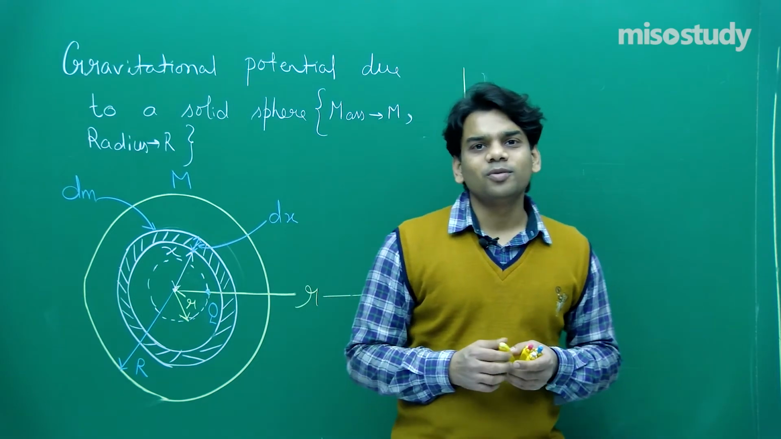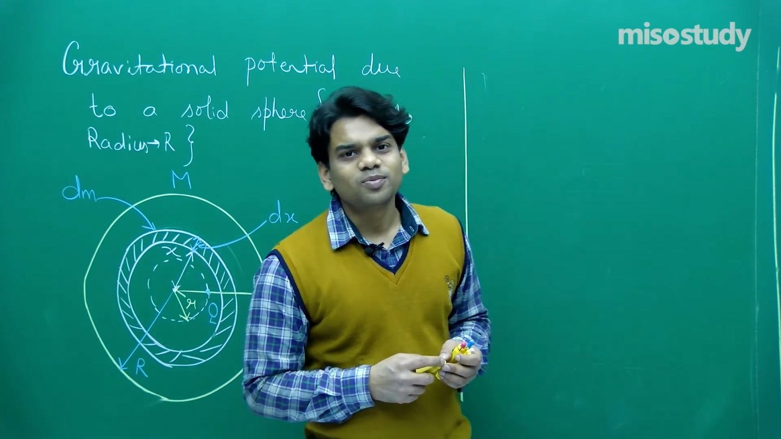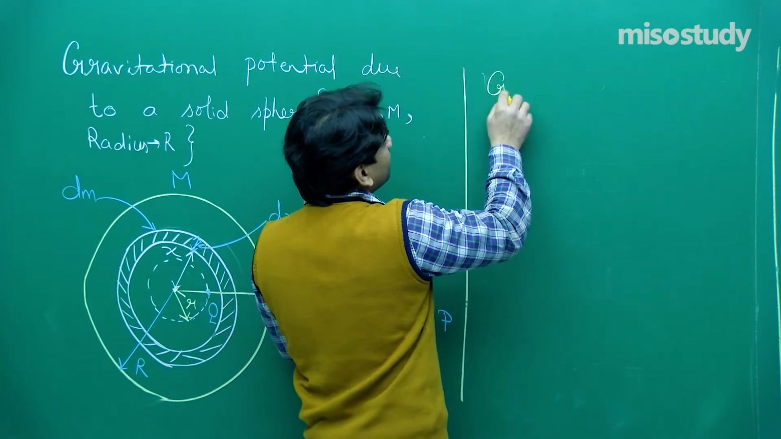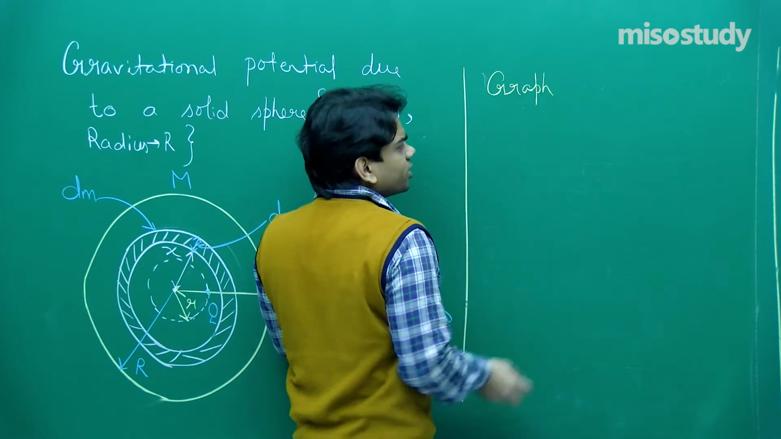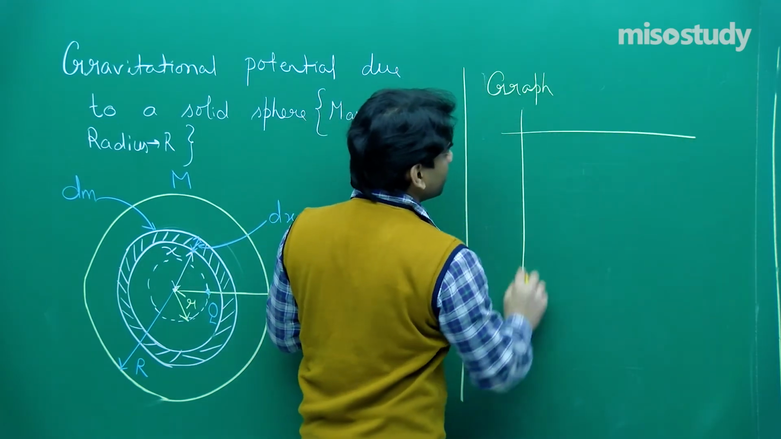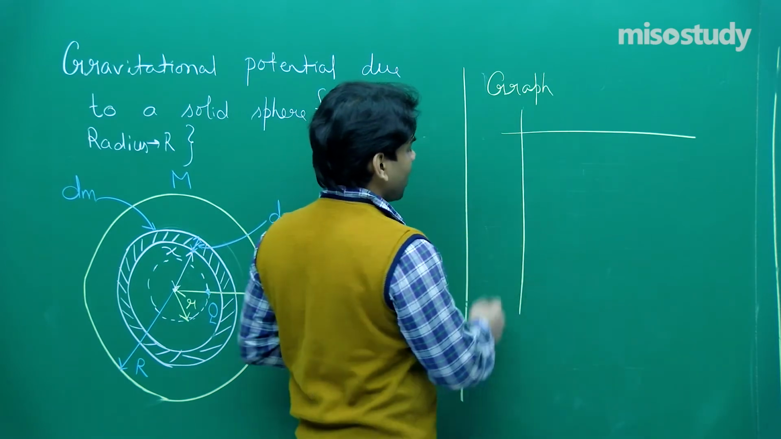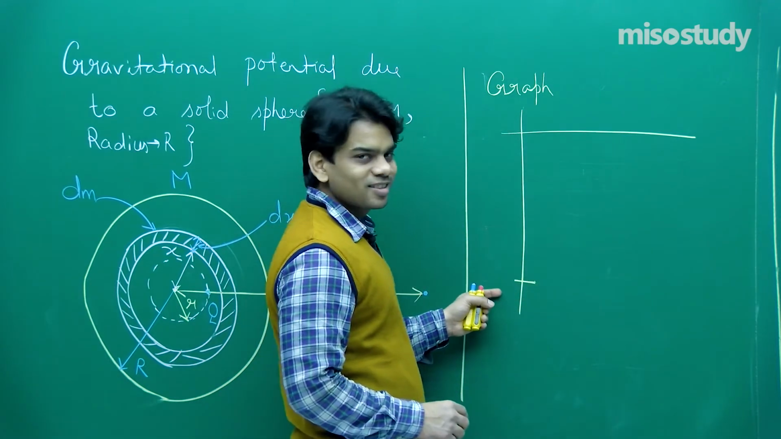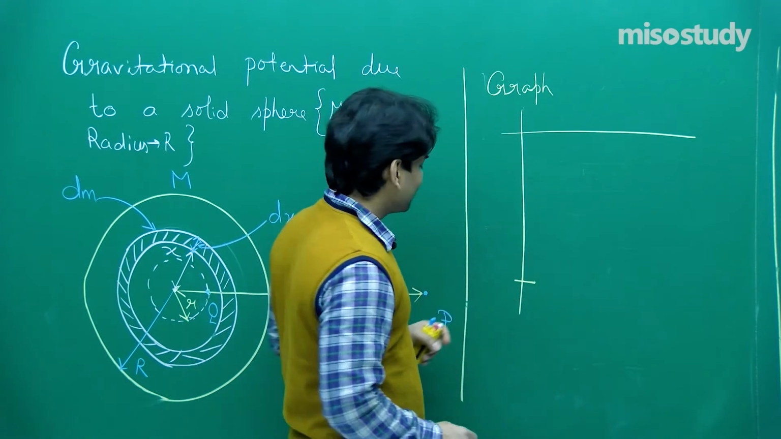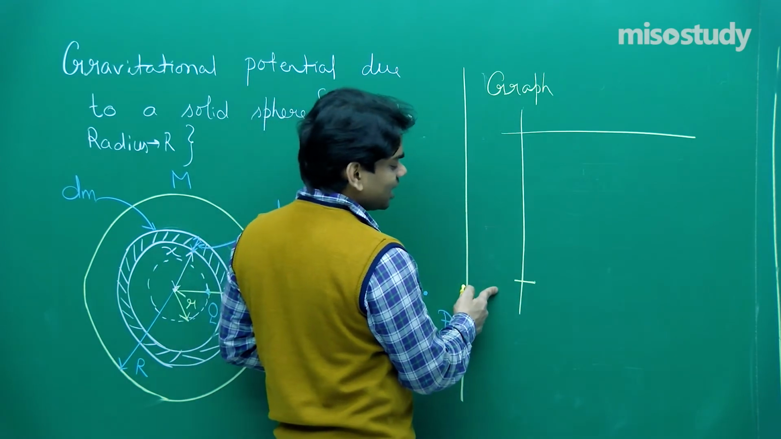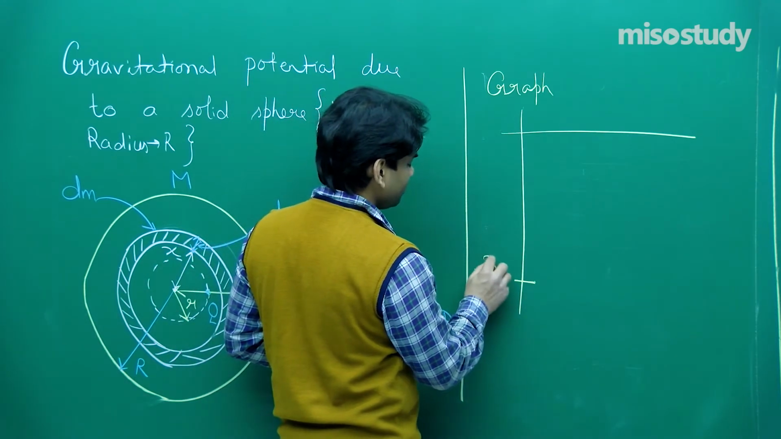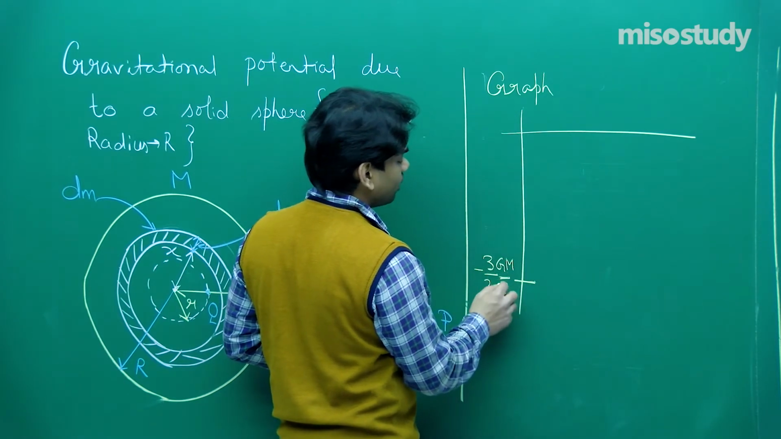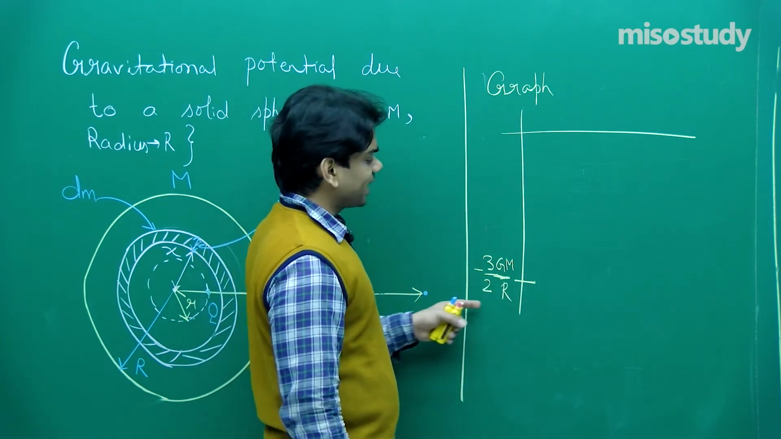You have to remember the potential due to a solid sphere at an internal point, that is minus GM by 2R cube into 3R square minus r square. How is it varying? Let's see here. Since potential is negative, I am taking the fourth quadrant here. I'll mark the potential here. I'm showing the maximum magnitude, that is minus 3 by 2 GM by R. This is the maximum value of potential. Actually, its magnitude I'm talking about, it's negative, so it will be minimum.